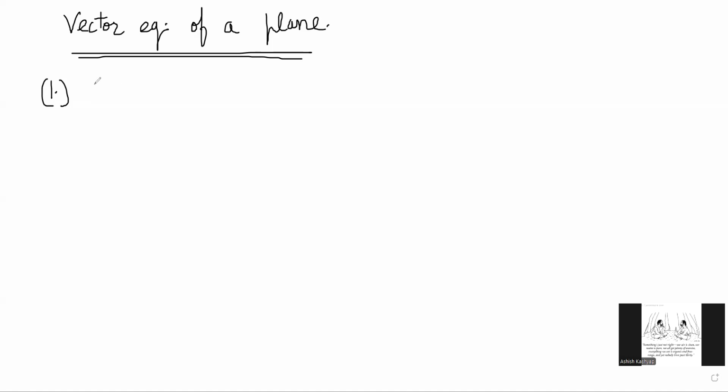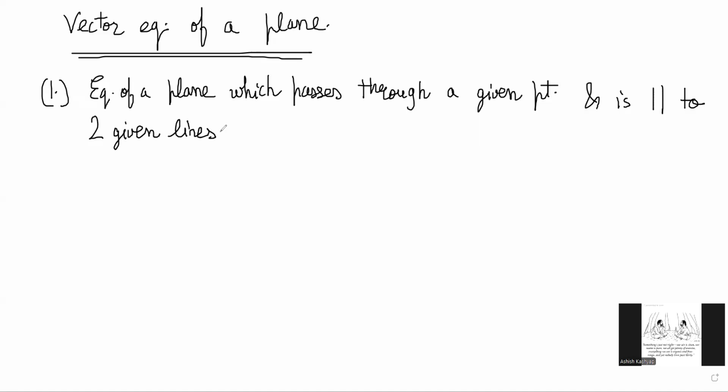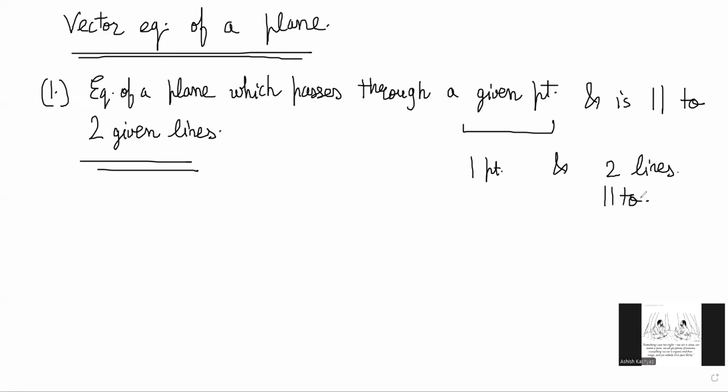So I want the equation of a plane which passes through a given point and is parallel to two given lines. Think carefully about what information there is. 1 point and 2 lines, and the plane is parallel to the 2 lines, right? Correct? So 2 lines will sort of give you a plane themselves, no?